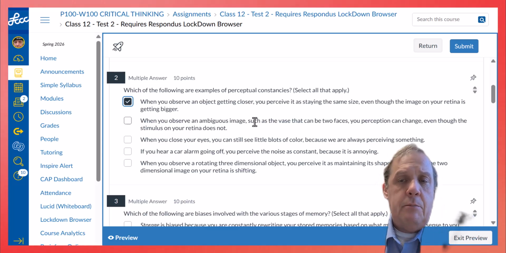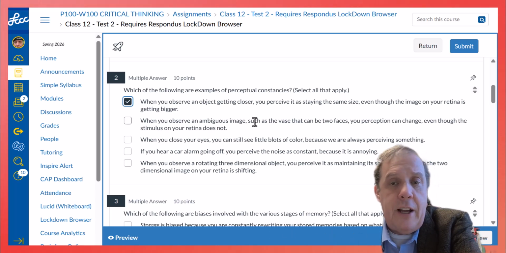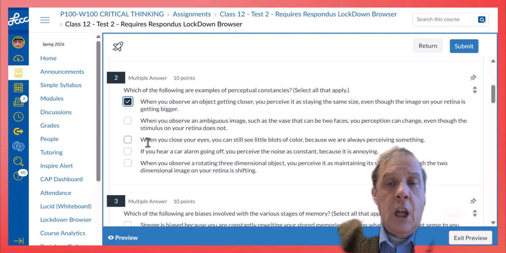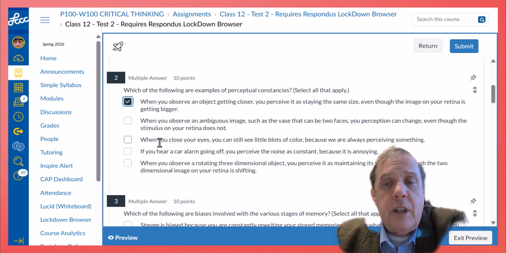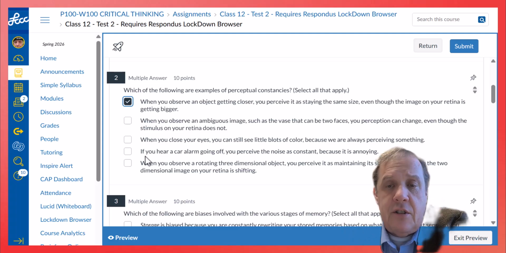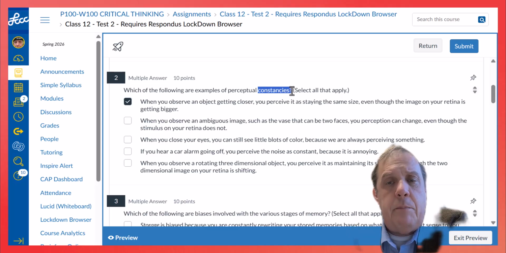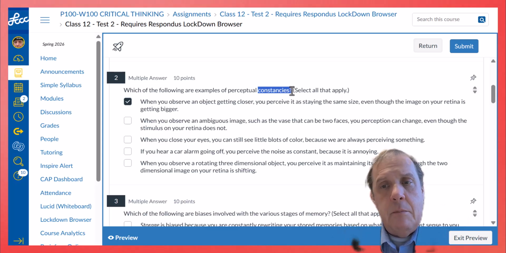Perceptual constancy is something that stays the same even though the input changes. Here's something where the input stays the same and the perception changes. So you don't want that. When you close your eyes, you can still see little blots of color because we are always perceiving something. Now, that's just a distractor. That's just something I made up. When you hear a car alarm go off, you perceive the noise as constant because it is annoying. Again, that's just something I made up that you might think if you were just trying to play off the word constancy, but it's not actually there.